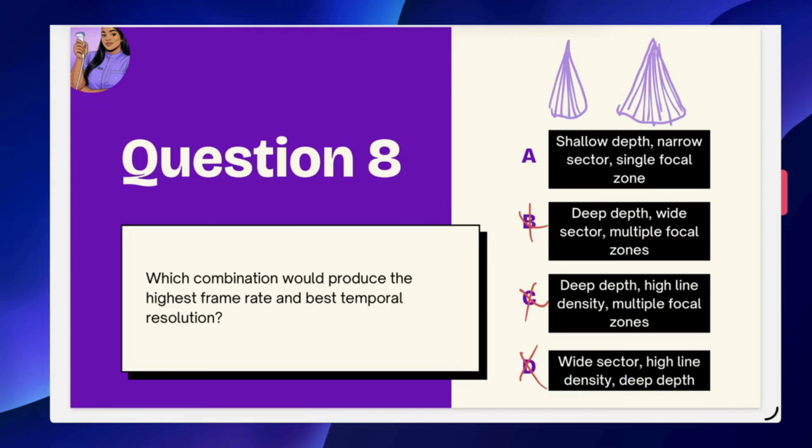And then the single focal zone, like I said before, if we're adding multiple focal zones, you already know that we're adding too much. It's going to take more time. So that definitely leaves A as the correct choice, guys. Hopefully that helps somebody if you were struggling trying to understand which combination would give you the highest frame rate and best temporal resolution.